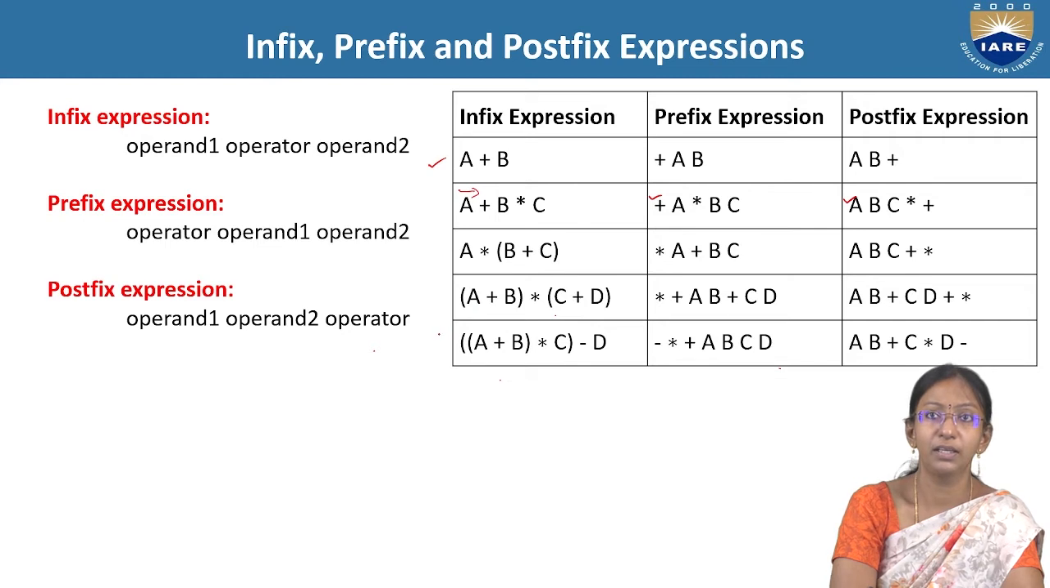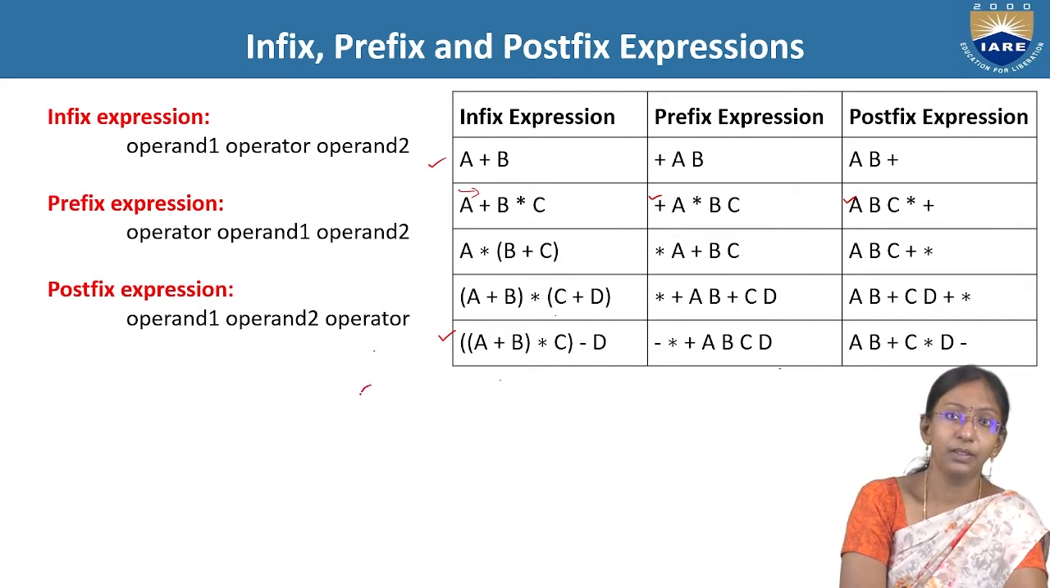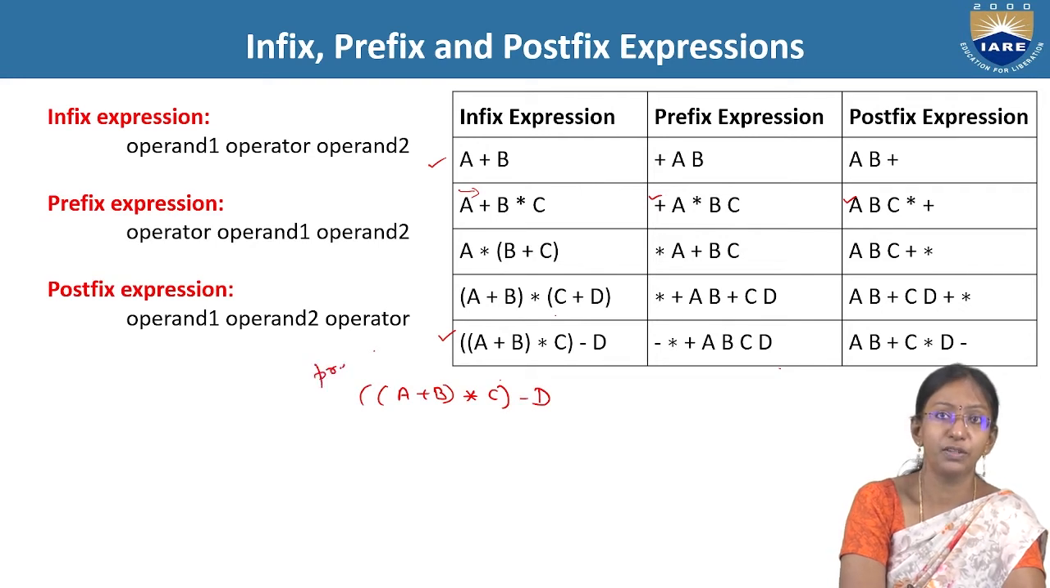Let me take the last one. You might be feeling that it is difficult, so let me explain the same. Here they have given nested brackets, right? The expression is A plus B multiplied by C minus D. Let me do the prefix first. We convert this into prefix first.